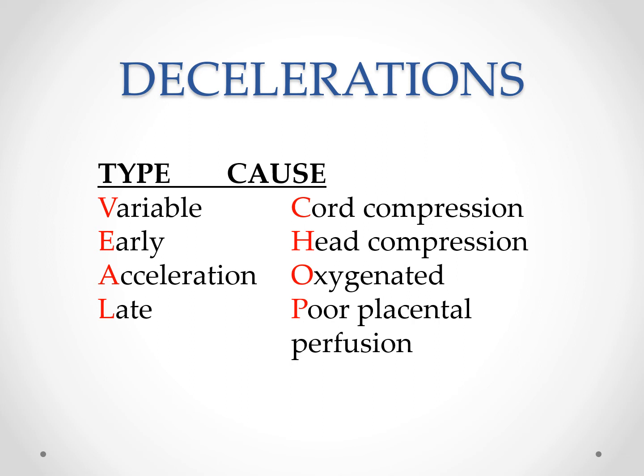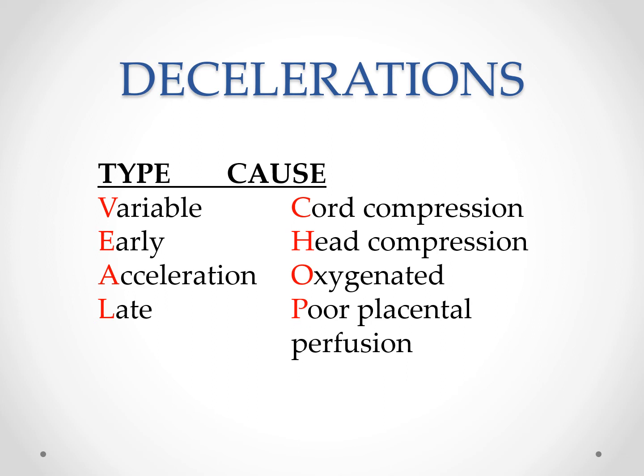Now, decelerations, you may want to use this acronym called VEAL-CHOP. It will help you remember not only the type of deceleration, variable, early, or late, and we throw acceleration in there just to make it a good acronym with a word we can use. So variable, early, or late decelerations. But now we can also associate that very easily without having to memorize the cause.